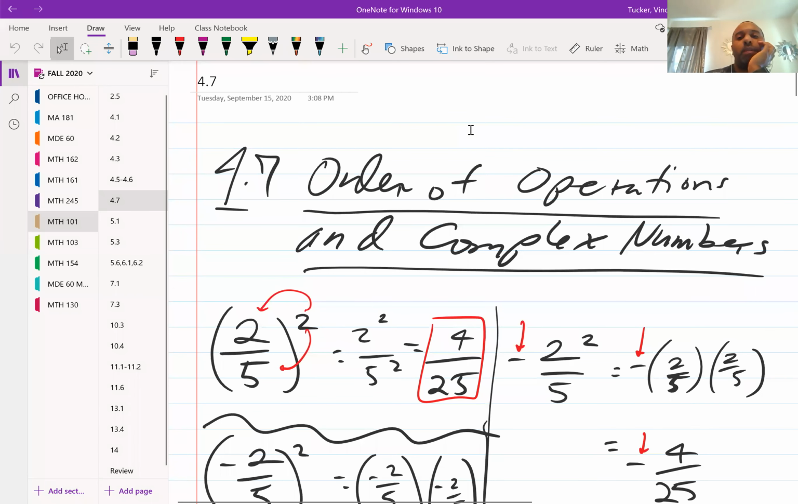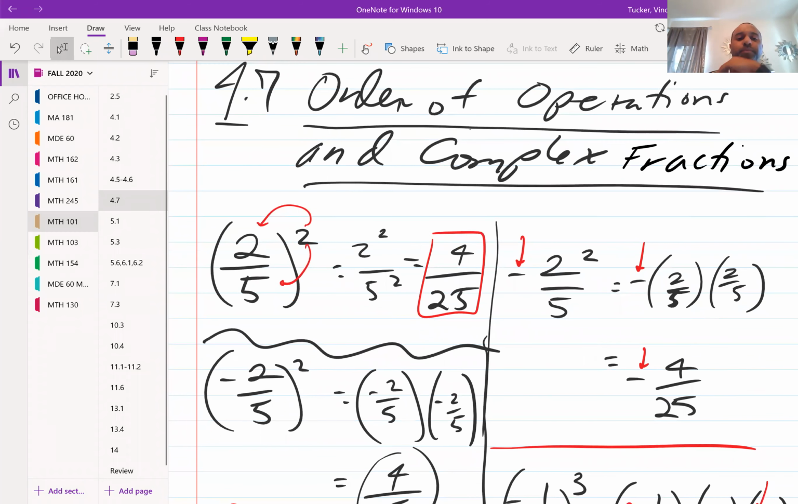All right, 4.7, order of operations and complex numbers. And that should be complex fractions, not complex numbers. All right. So we have 2/5 squared.